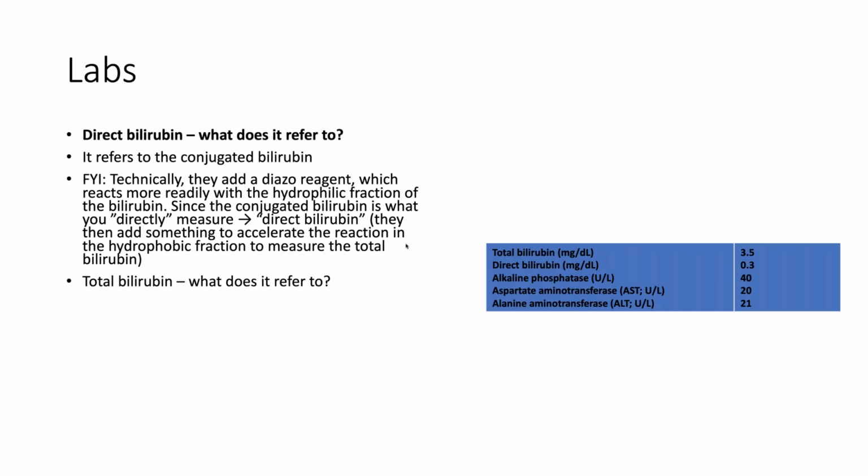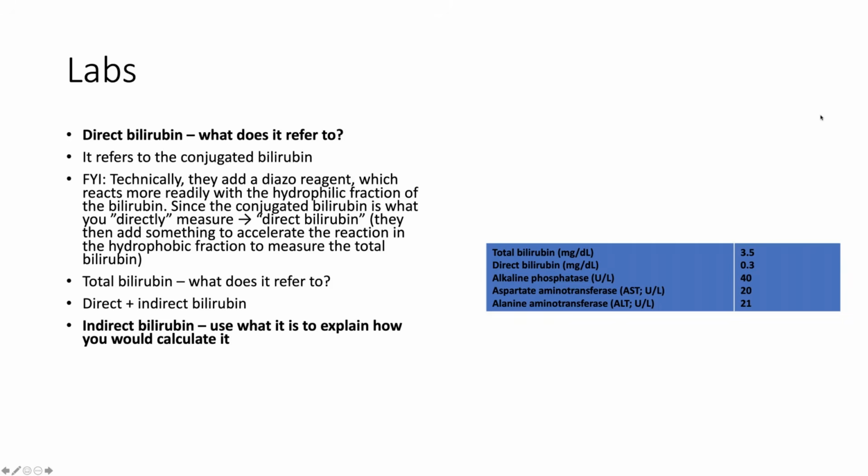Total bilirubin is both conjugated and unconjugated, so direct and indirect together. Perfect. I meant to say Saba though, but that is correct. So Saba, what do you think? Indirect bilirubin. Use what it is to explain how you would calculate it. I think you would do the total bilirubin minus the direct bilirubin to calculate the indirect one. Perfect. Yeah, that's exactly right.